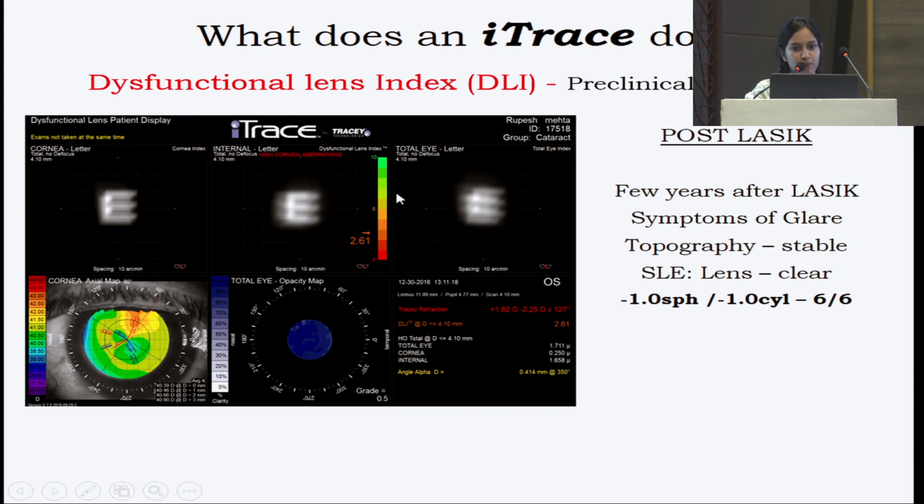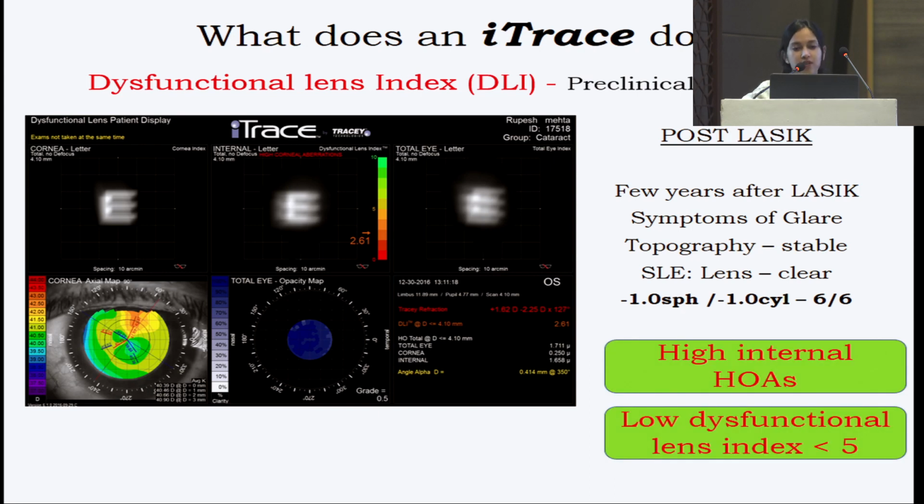So this was a post-LASIK case. A few years down the line after LASIK, he complained of symptoms of glare. On checking, topography was stable. On slit lamp examination, the lens was clear, but the patient was accepting minus, with a -1 cylinder.